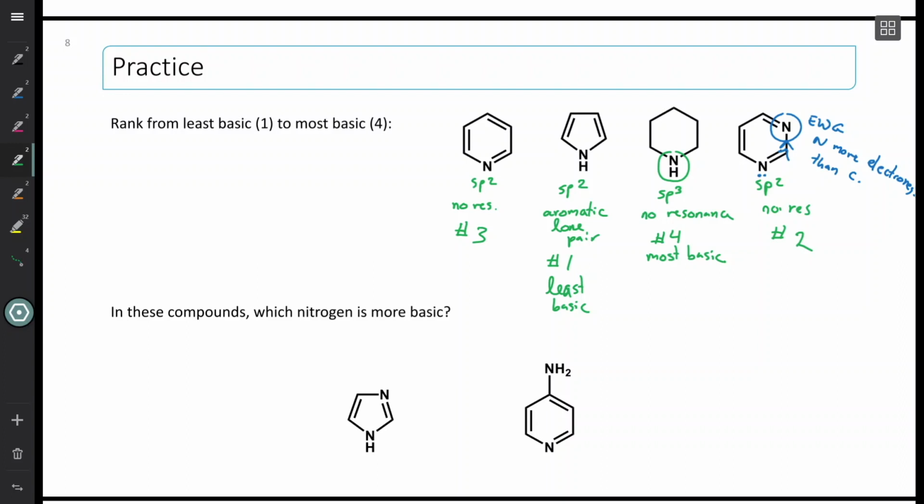Okay, let's compare in these compounds which nitrogens are more basic. Here we have the lone pair that is aromatic, so that's definitely not going to be very basic. Whereas this lone pair here, not part of the aromatic structure, is sp2, but it's still definitely going to be better than the aromatic one. So that nitrogen is the stronger base, let's say more basic.